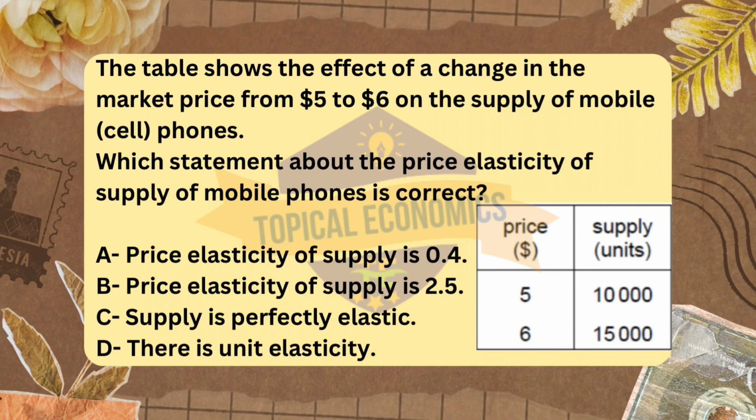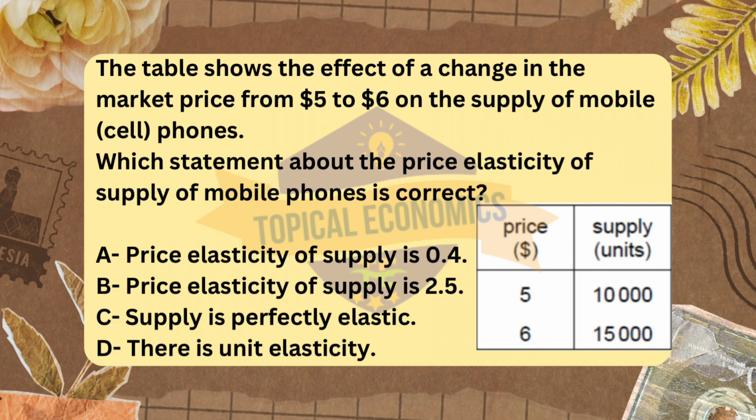Which statement about the price elasticity of supply of mobile phones is correct? A. Price elasticity of supply is 0.4. B. Price elasticity of supply is 2.5. C. Supply is perfectly elastic. D. There is unit elasticity. Reference, 2019 February-March version 2.